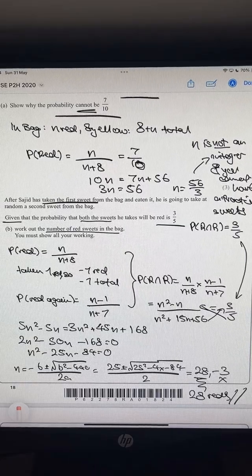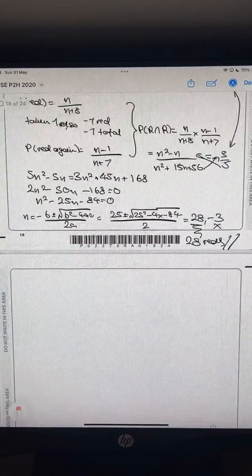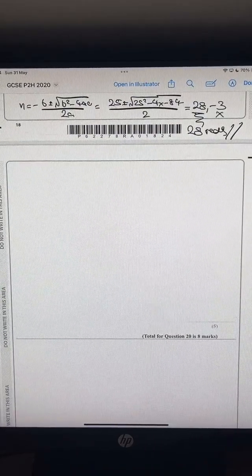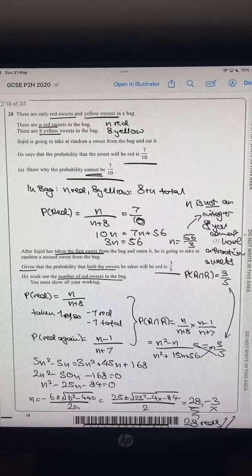It's foolproof. And then solving it, getting your 2 answers, and just putting an X or saying cannot be negative. Then state your final answer, therefore 28 red sweets on your line down there. For 5 marks. Not too bad. It is paper 2 higher 2020, Edexcel.